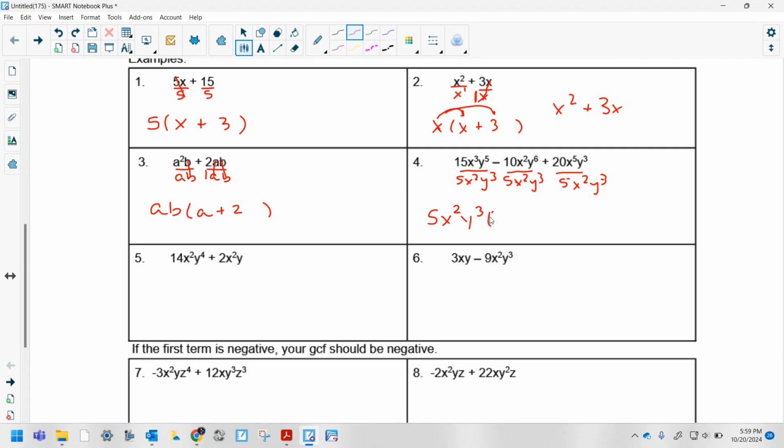15 divided by 5, that's going to be 3. x cubed divided by x squared, 3 minus 2 is x to the first power, or just x. y to the fifth divided by y cubed is y squared. This is a negative 10 divided by a positive 5. That's negative 2. x squared, x squared cancel out. y to the sixth, y cubed, 6 minus 3 is 3. 20 divided by 5 is plus 4. 5 minus 2, that's x cubed. y cubed, y cubed, they cancel.